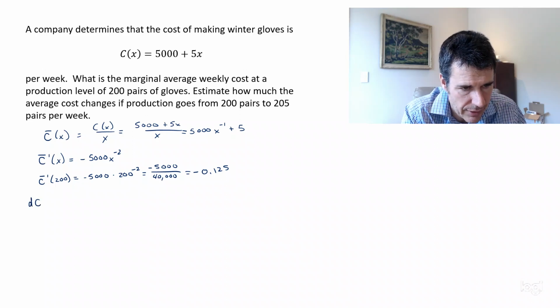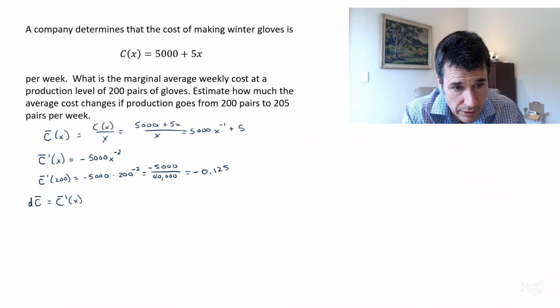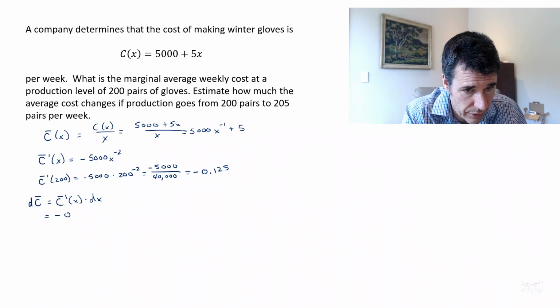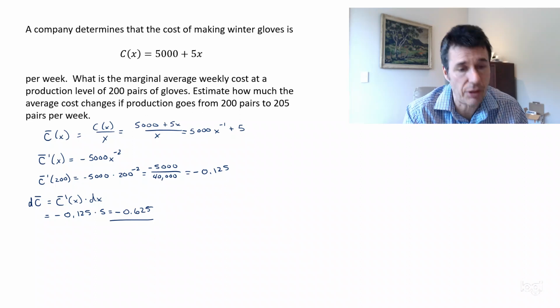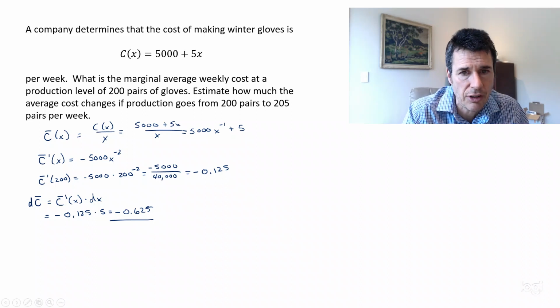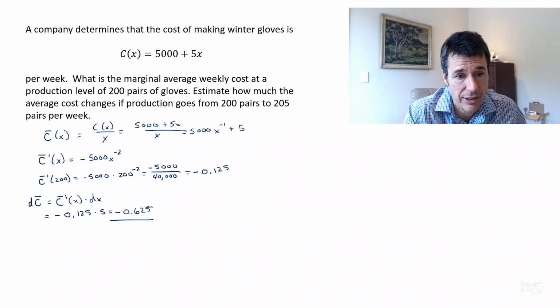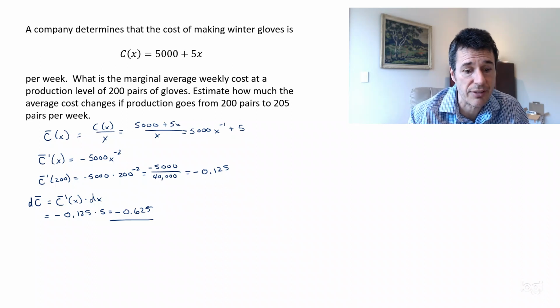Now, if we want to estimate how much the average cost changes, we're going to use differentials. So that's dC bar is equal to C bar prime, the marginal average weekly cost, times dx. So that's equal to negative 0.125 times 5, which is negative 0.625. So we have estimated that the average cost decreases by 62.5 cents if production goes from 200 pairs to 205 pairs per week.